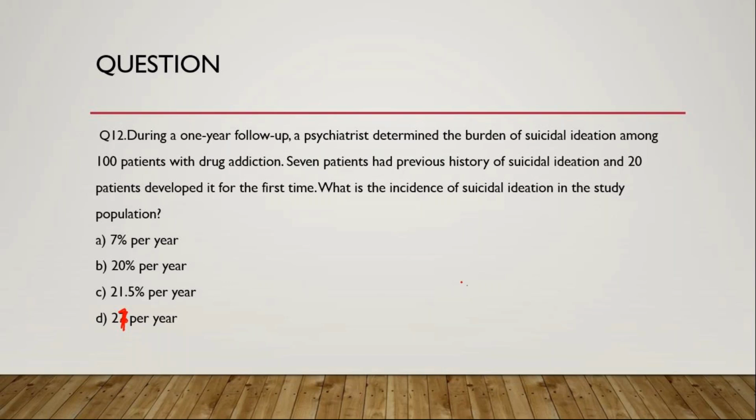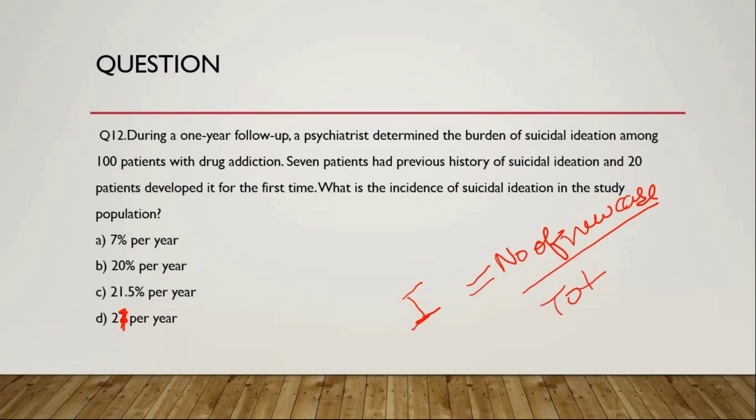So how will we solve this question? I have already told you that incidence is the number of new cases in that time interval upon the total population. Here it is written that 20 patients develop it for the first time, so new cases are 20 and total patients are 100. But it is also written that 7 patients had a previous history, that is, they are not drug addicts now. So we will subtract: 100 minus 7 is equal to 93. So 20 by 93. What will be the answer?